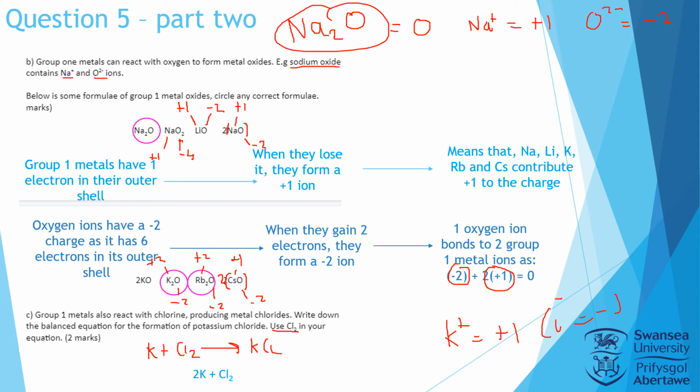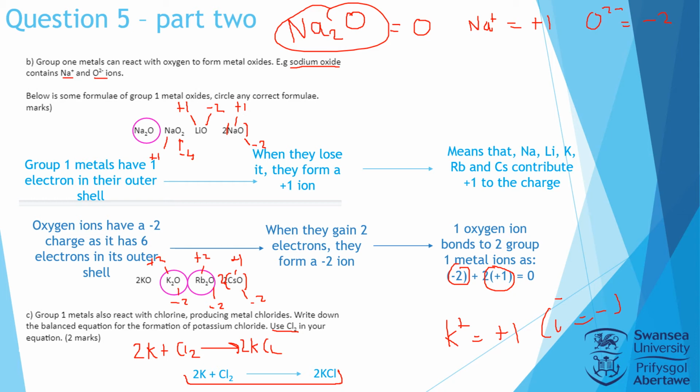So to balance each other out, it's just 1 to 1. But this says use Cl2 in your answer. To balance this equation, we've only got 1 chlorine on this side, so we're going to have to put 2 there. Now the chlorines balance out. But we've got 2 potassiums here and 1 potassium here, so we're going to have to put 2 there. And then you can see we've got this equation at the bottom. That's quite a nice simple question. It doesn't say anything about state symbols here.